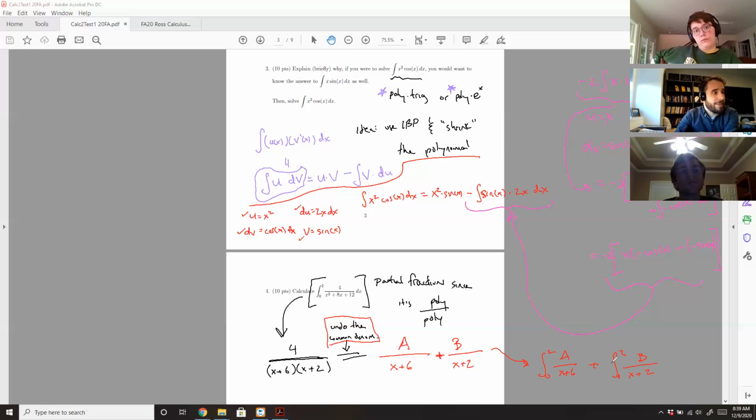And the trick then is that because A and B are just some constants, each of these is simpler to explicitly compute. Because this is just an x to the first, and there's nothing extra going on there, we end up getting an A times the ln of x plus 6 plus a B times the ln of x plus 2.